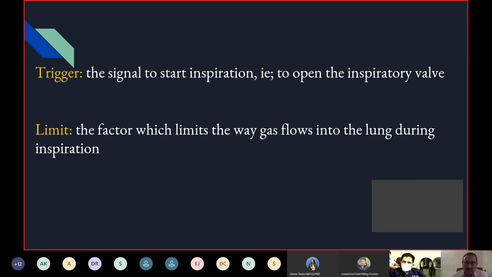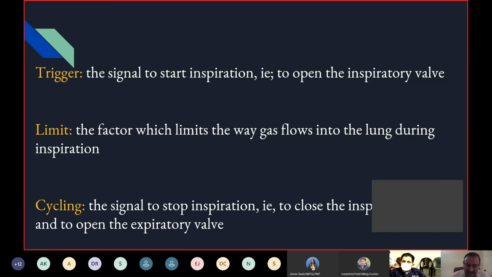Limit is what happens between inspiration and the start of expiration. We'll come to these in detail in a bit. Basically, it limits the way gas flows into the lung during inspiration.